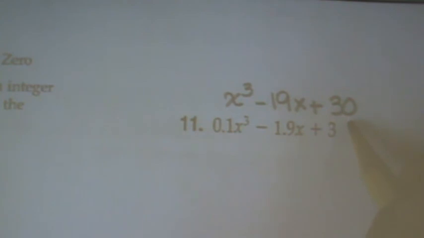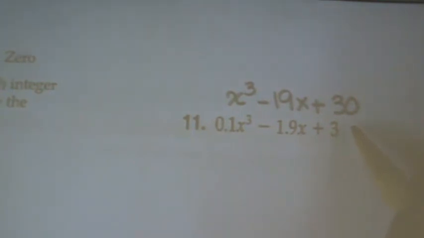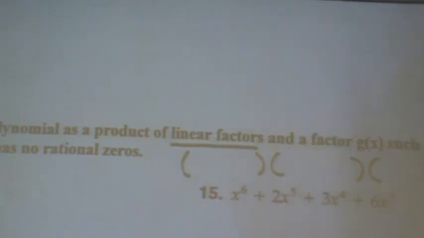So you're going to test 1, 2, 3, 5, 6, right? What else? 10. This one you might find fast, but you might want to use the upper and lower bound, because when you get numbers like that, it gets crazy. For 13 through 17, I just want you to factor it. You're going to find the zeros and write it like that. Factor it completely. Okay?